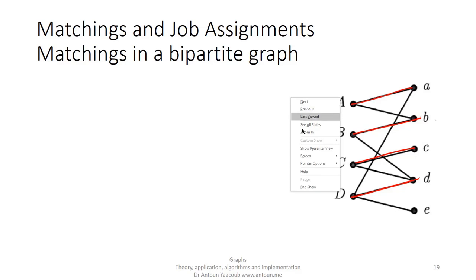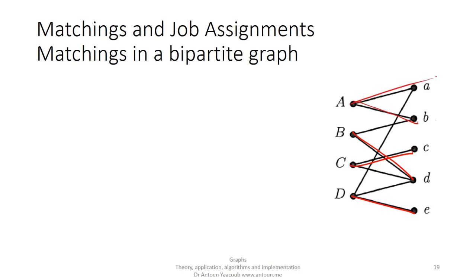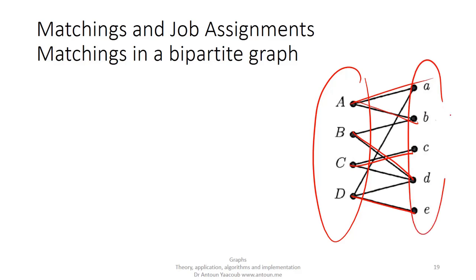I can find another matching also. For example, I can match C to c, B to d, D to e, and A to either b or a. As you can see, since the number of applicants is 4 and the number of job openings is 5, obviously one of the jobs would remain open. As you can see, there are also many possible matchings.